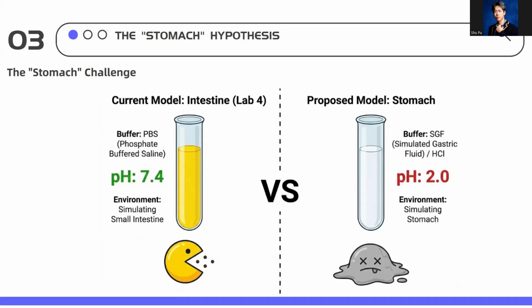And I propose a model on the right. What if we kept everything the same, same temperature, same substrate, but we swapped the buffer for simulated gastric fluid at pH 2? Based on our background theory, we hypothesize that the high concentration of hydrogen ions will disrupt the enzyme structure, leading to denaturation. The result would be a clear colorless tube on the right.